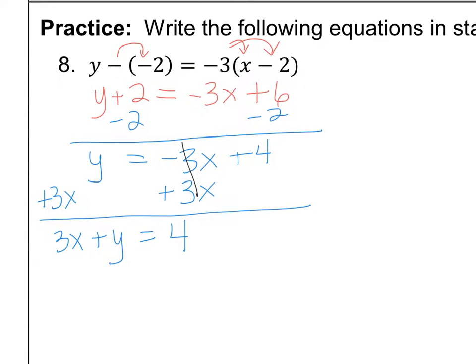So on this, as long as you kept in mind how to solve an equation, I went ahead and distributed the -1 times the -2, which gave me positive 2, and distributed the -3 times the parentheses. And the answer was 3x plus y equals 4.